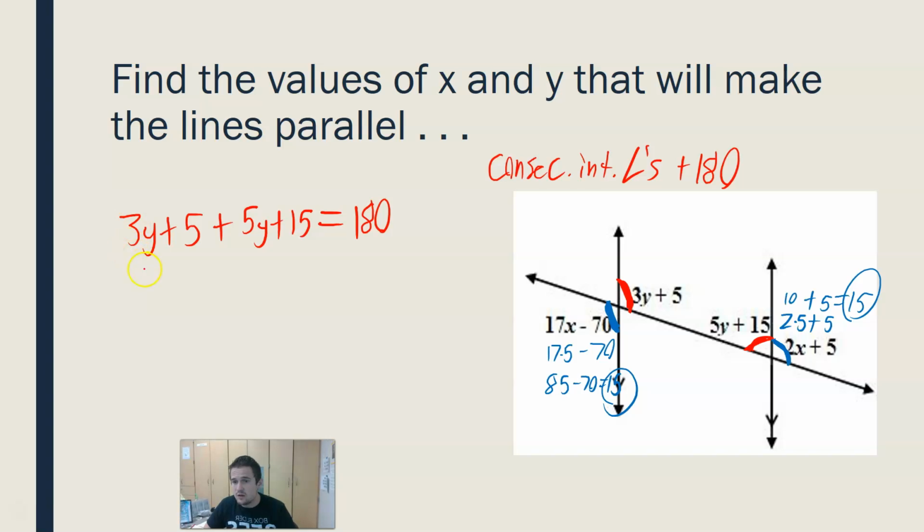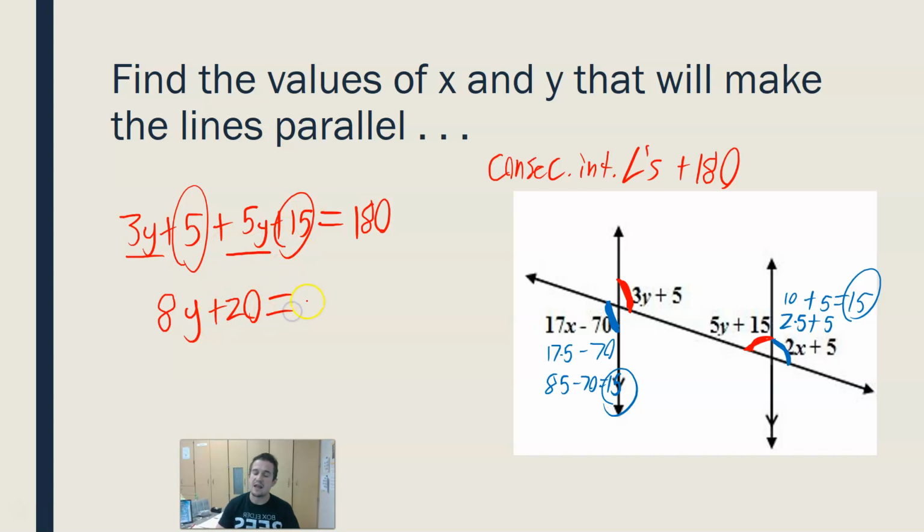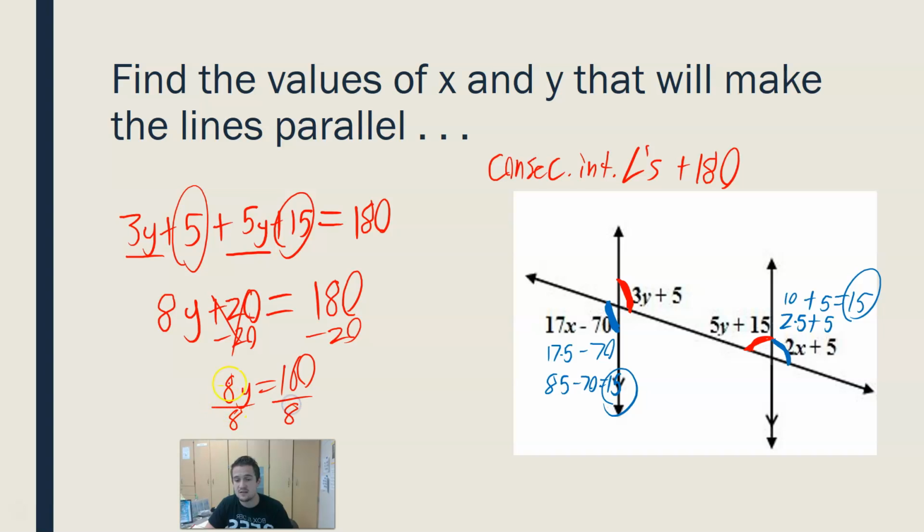So now, let's see here. 3y plus 5y, I can combine those together to get 8y. 5 plus 15, I can combine together to give me 20. I get 8y plus 20 equals 180. And then I can solve for y. I would subtract 20 on both sides, which gives me 8y equals 160. Divide by 8 on both sides, which would give me y equals 20.